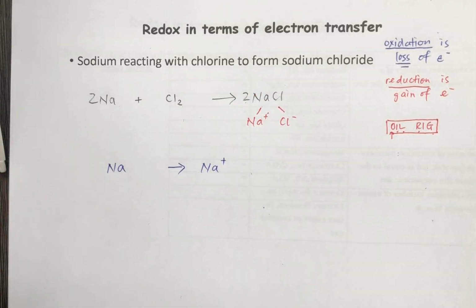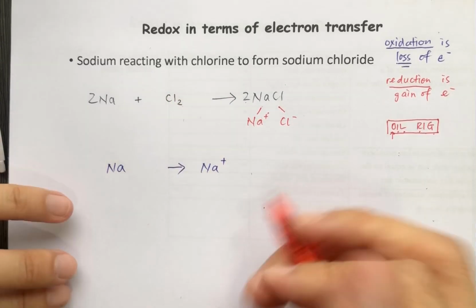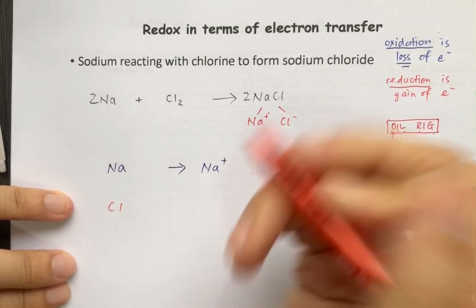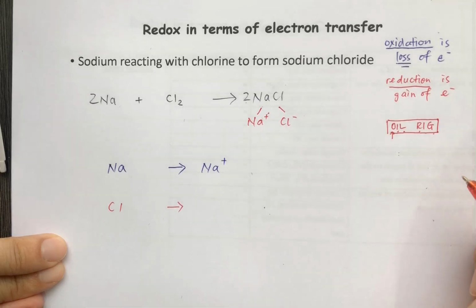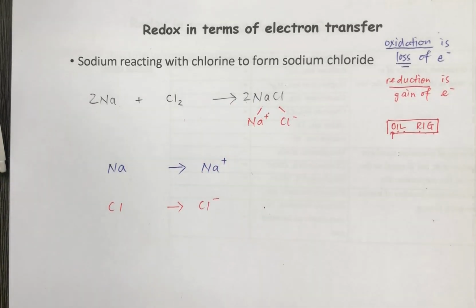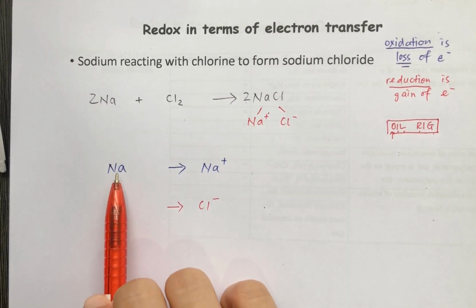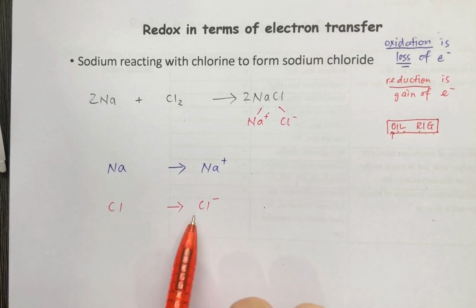Alright, so write this down. On the other hand, my chlorine, you can ignore the 2 first. Chlorine at first has no charge. After the reaction, it has become Cl minus. You write this down. So this is what happened during the reaction. Na goes from Na to Na plus. Cl goes from Cl to Cl minus.